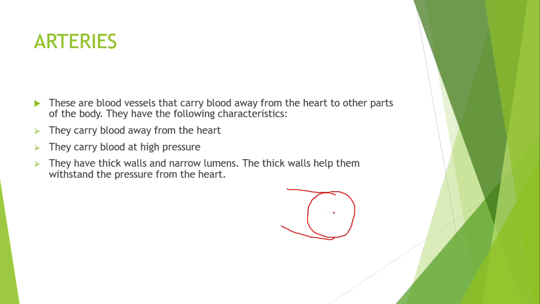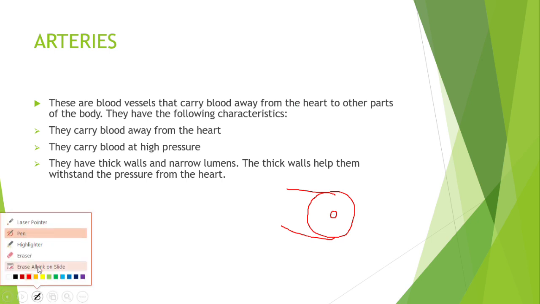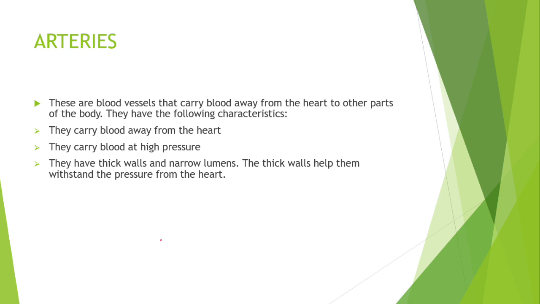The lumen is the passage in the middle. This space that I'm showing is what we call the lumen, and these are the walls of the artery. So we are saying that arteries have thick walls and a narrow lumen. The thickness helps these blood vessels withstand the pressure coming from the heart. That's the simple diagram of an artery.